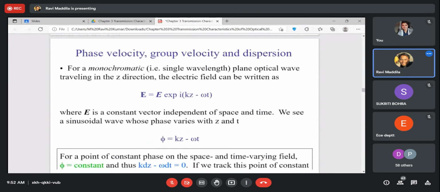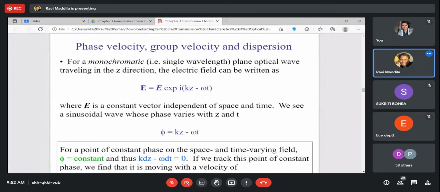Yes, sir. So this is about the concept of phase velocity, group velocity, and dispersion. Before going any further, I would like to get your feedback. If you have not understood any part of what I was trying to explain today, you can ask me now, and let's sort out these differences if you have not understood anything.